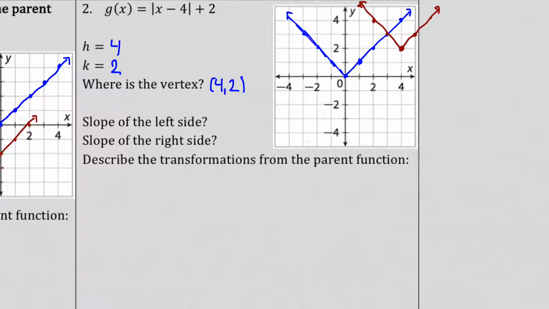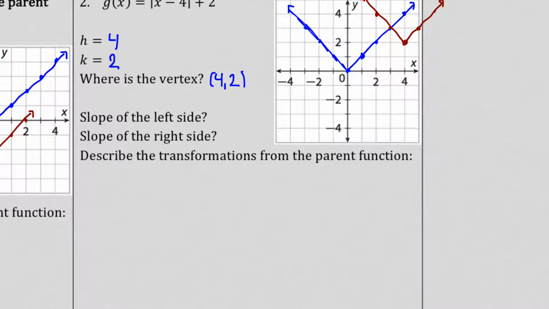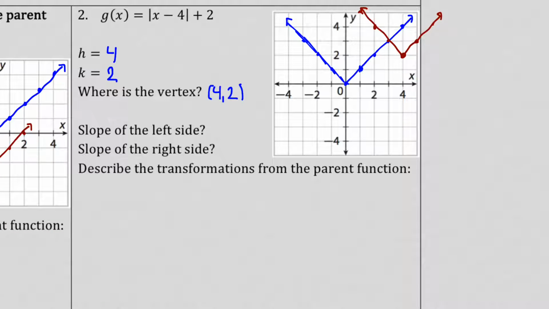Alright, now looking at that, we can answer the questions. What is the slope of the left side? I think now you guys can see it. Since it's the exact same thing as the parent function, the left side right here, pick 2 points to find the slope, and there's no surprise. It's going to go down 1 over 1, so it's -1. The slope of the right side. On the right side, it goes up 1 over 1, so it's +1.